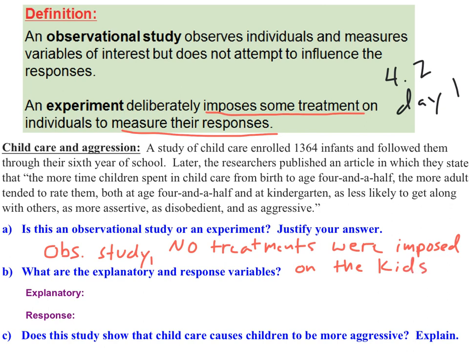The explanatory variable would be the amount of time spent in childcare. You can still think of that like your x variable. And then your response, we'll just call it the amount of aggressive behavior, or the extent of aggressive behavior.